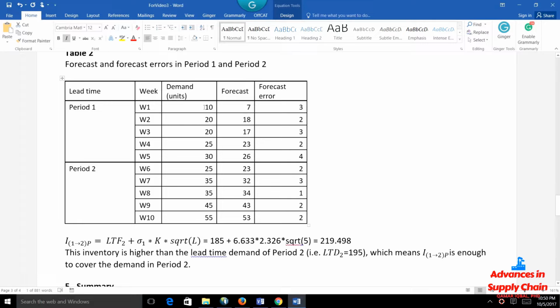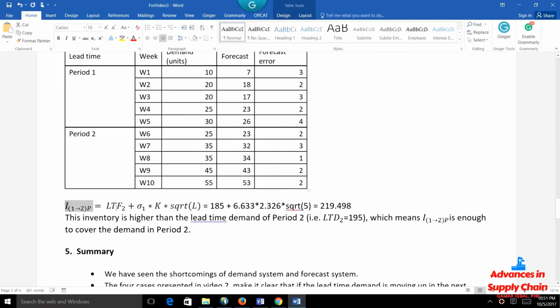Okay, so we have period 1, week 1 to week 5, and period 2, week 6 to week 10, and we have a demand for period 1, and we have a demand for period 2, and we use the forecast software to calculate the forecast for period 1 and forecast for period 2. As you can see, the forecast for period 2 is higher than the demand for period 1.